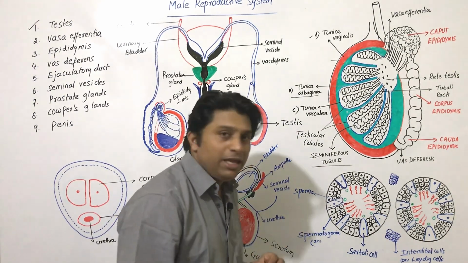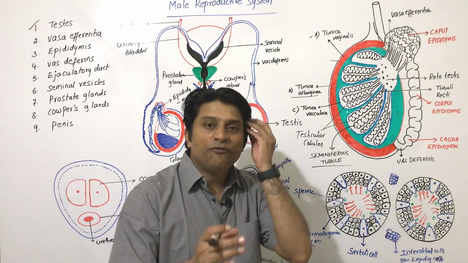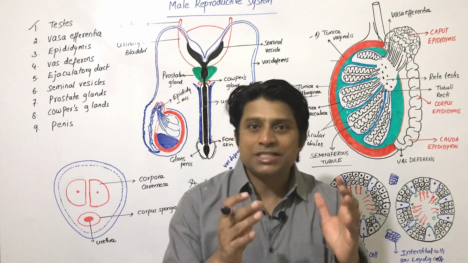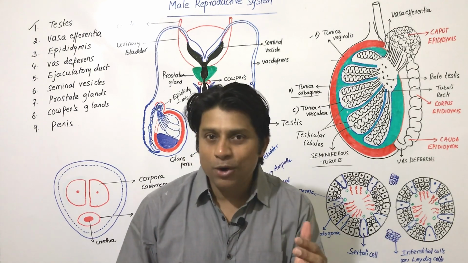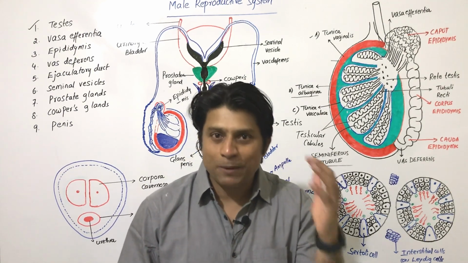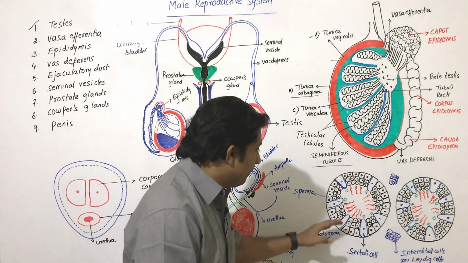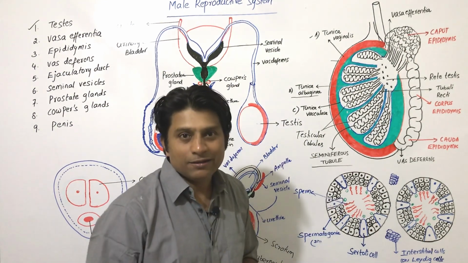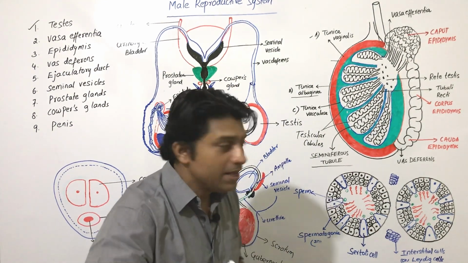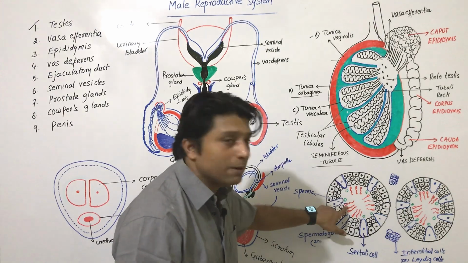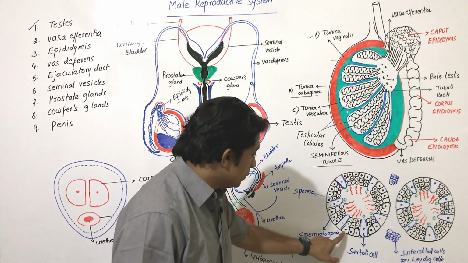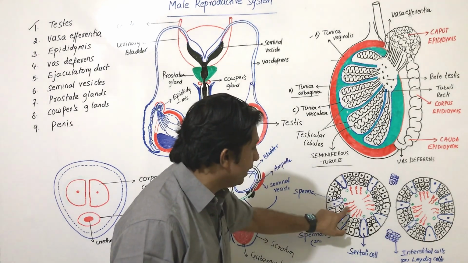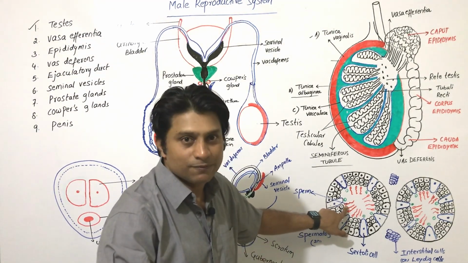Initially they will form spermatogonia, which is the diploid sperm mother cell. That spermatogonia becomes a primary spermatocyte. Later it becomes a secondary spermatocyte. Third, it becomes a spermatid, and from the spermatid the spermatozoa or sperm is formed. So these cuboidal cells are involved in the formation of sperms.